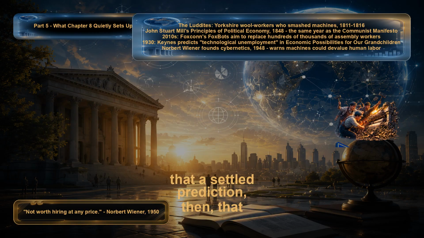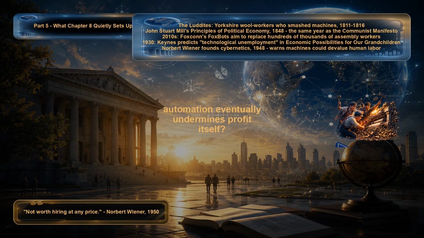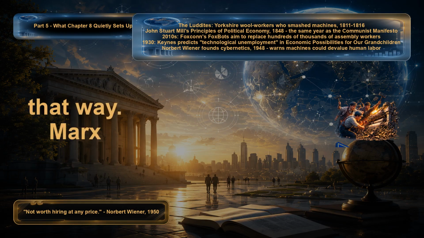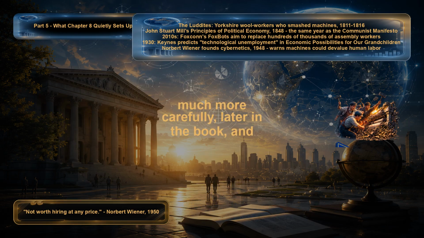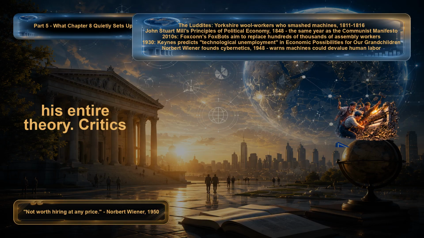Is that a settled prediction then, that automation eventually undermines profit itself? Not settled at all, and it would be dishonest to present it that way. Marx himself develops this idea much further and much more carefully later in the book, and even there it remains one of the most debated parts of his entire theory.